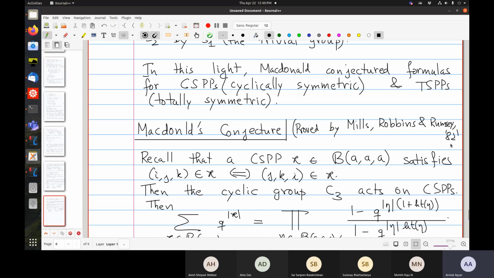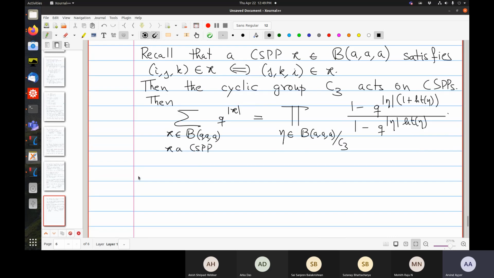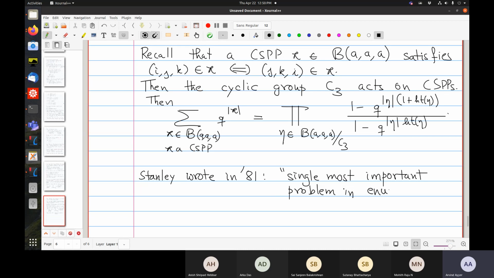In 82, and in fact, in the early 80s, Stanley wrote in 81, I think he must have also tried, that this was the single most important problem in enumerative probability.